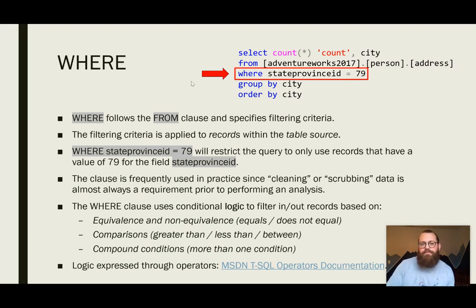And so an example of the where clause just in practice. In this particular query, we're saying where state province ID equals 79. That means when the query is executed on the person address table, SQL will look at that table and exclude all records that are not 79, or conversely, SQL will include all records where the value of the state province ID field is 79.